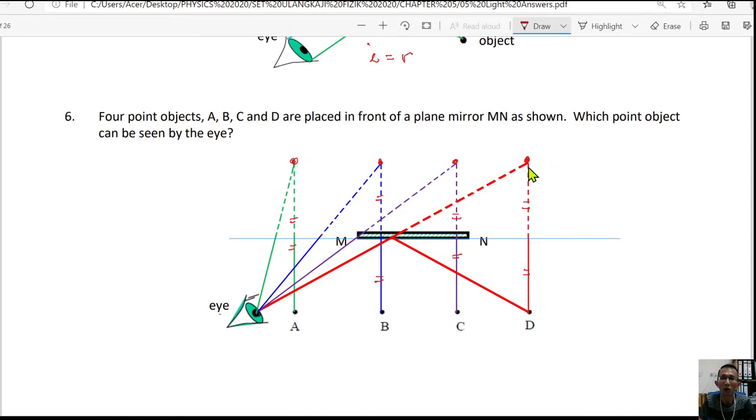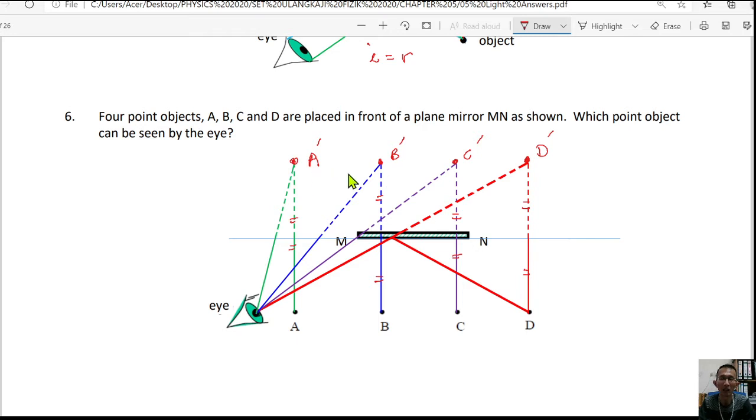So what I do next is from the object I draw a line straight to the eye. Same thing goes to this point. Maybe I put here D prime, C prime, B prime, and A prime to denote the image. So for D prime, I draw a straight line going to the eye, and then I do the same thing for C prime, straight to the eye. Do the same thing for B prime and also A prime.